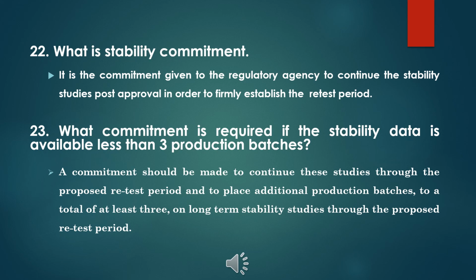Next question. What commitment is required if the stability data is available less than 3 production batches? A commitment should be made to continue these studies through the proposed retest period and to place additional production batches to a total of at least 3 on long-term stability studies through the proposed retest period.